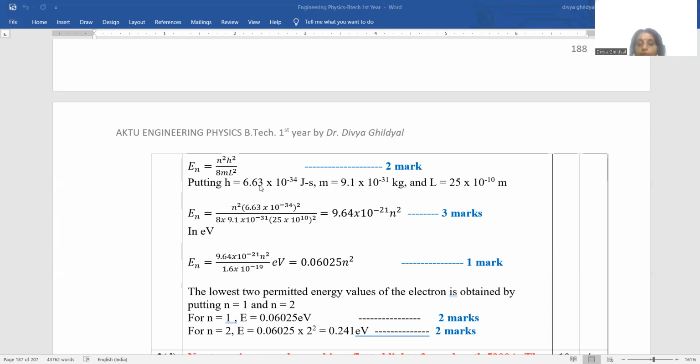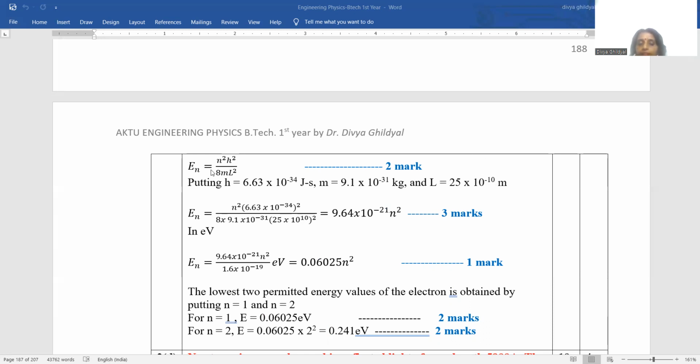So h is 6.63 into 10 to the power of minus 34 joule second, mass 9.1 into 10 to the power of minus 31 kg, and length I have been given in my numerical as 25 angstrom. I will convert this angstrom into meter by multiplying it by 10 to the power of minus 10.